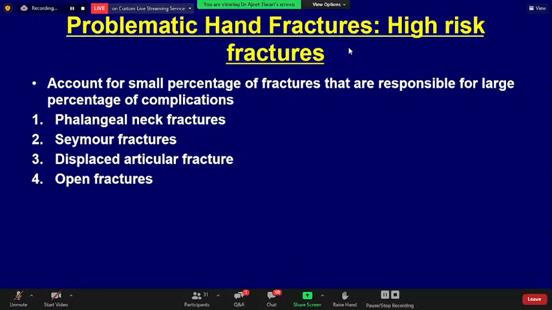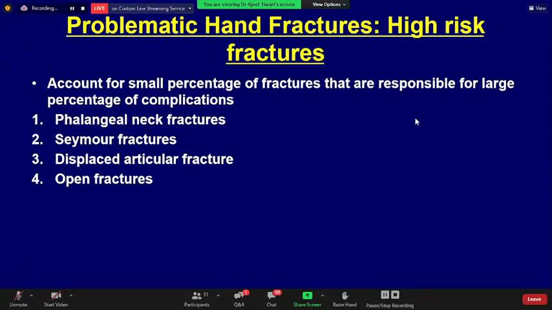So there are some problematic hand fractures. I would like to discuss these, because these problematic fractures account for a very small percentage of the fractures, but they are responsible for a large percentage of complications. Though the incidence is less, they contribute a large percentage of complications. So what are these fractures? These are the phalangeal neck fractures, Seymour fractures, displaced articular fractures, and open fractures.